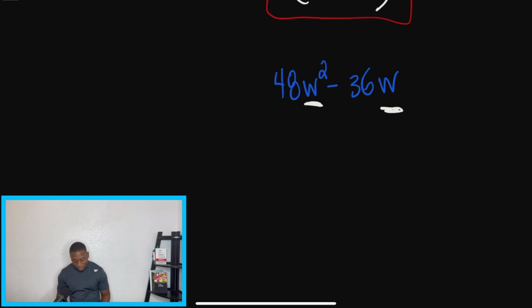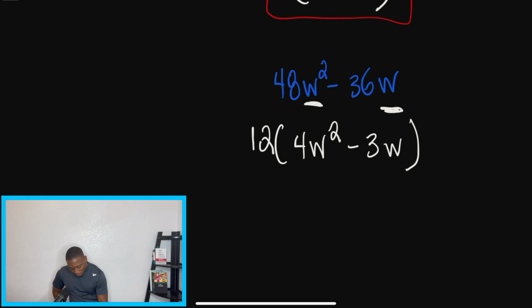So let's go and break this down. So when I look at 48 and I look at 36, the largest common factor is 12. We could divide both of those by 12. So when I divide by 12, I'm going to get 4w to the second power minus 3w. Now, if you guys look, both of our terms have a w. Both of the terms have at least one w. So that means I could pull out at least one w.